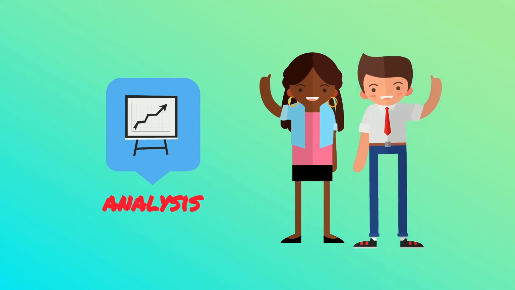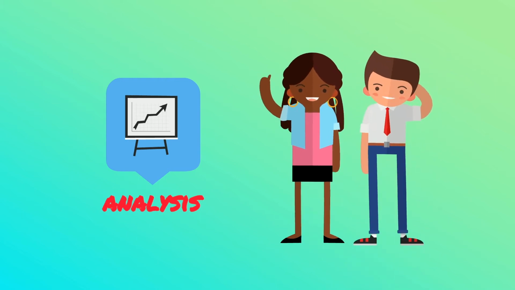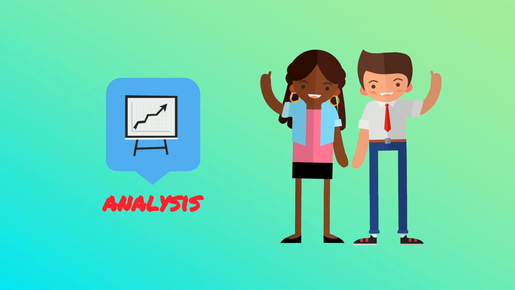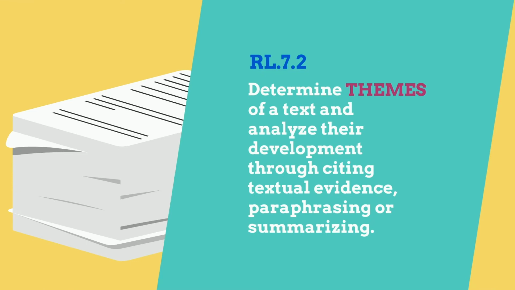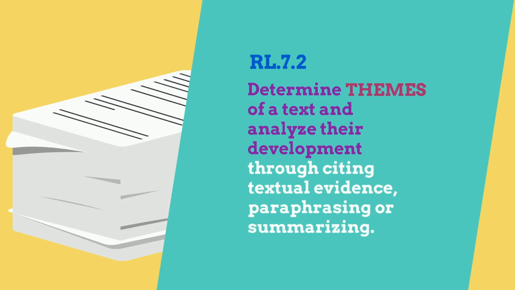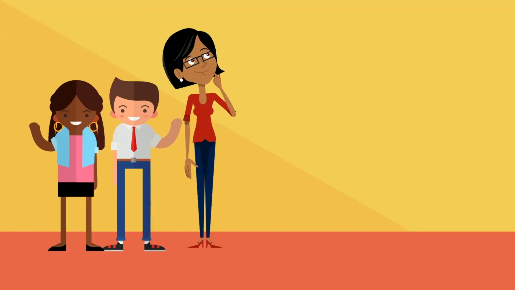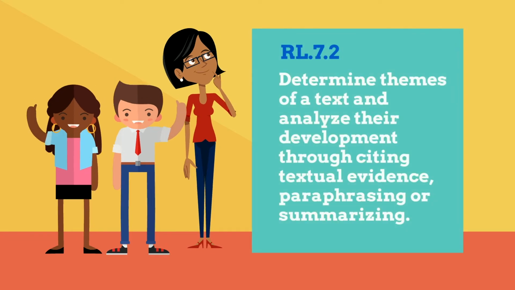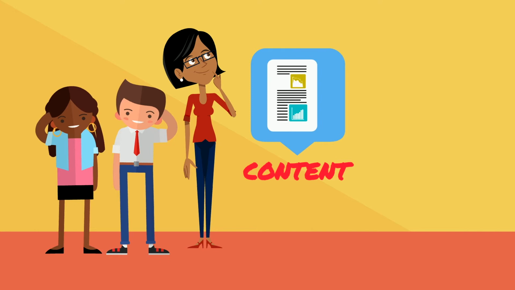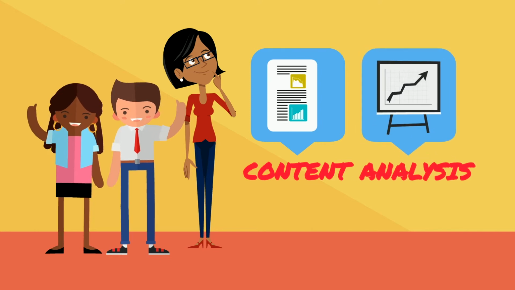Analysis is the abstract dimension of each standard that requires more than an objective understanding of main ideas and key details. It's how your students will grapple with the context of the standard. In RL.7.2, the analysis dimension is determining and analyzing their development. So now we have our first reading standard, RL.7.2, and we know students need to be able to determine themes and analyze how those themes are developed.